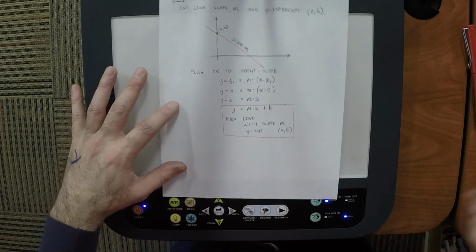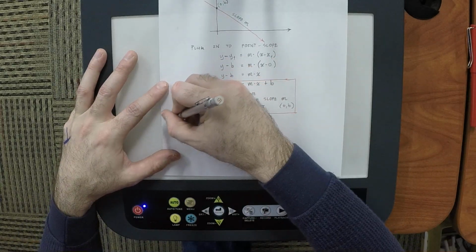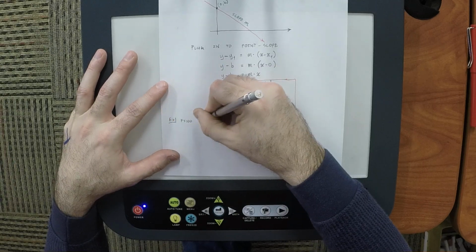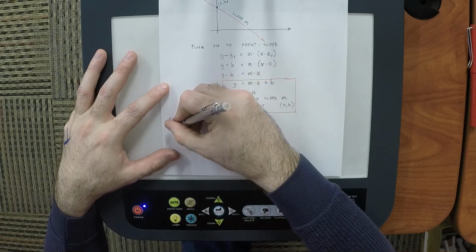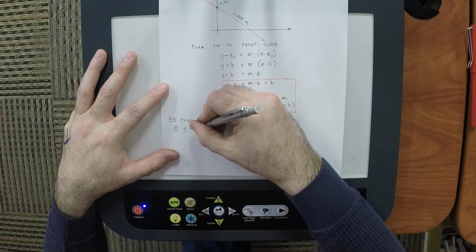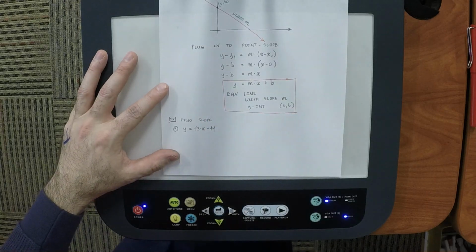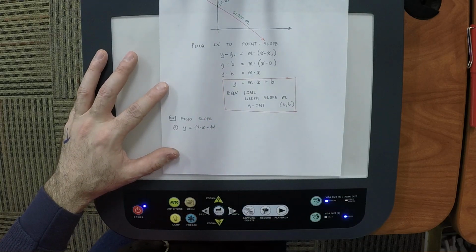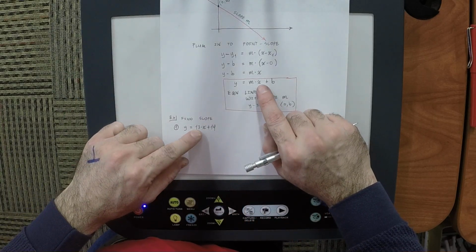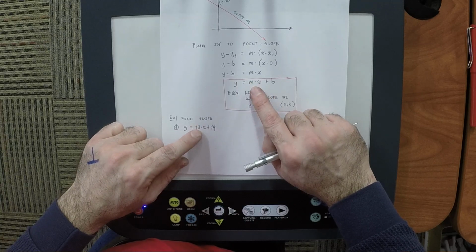Fine. As a result, I could say, for example, find the slope. How about y equals 13x plus 14. So what's the slope of this line? 13, right? Because you're just trying to visually match, right? Y is mx plus b, y is 13x plus 14, m is 13.